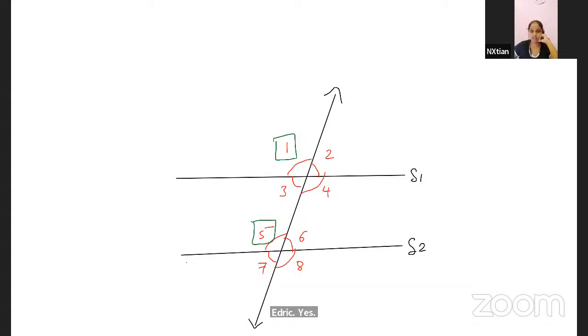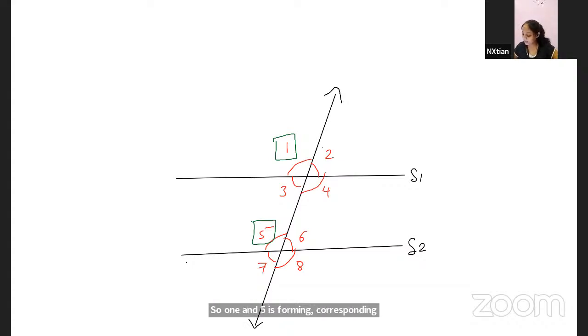Ma'am, corresponding angles are always equal, ma'am. Yes. If they are parallel lines, they will be equal. If they are not parallel lines, non-parallel lines, they will not be equal. So 1 and 5 is forming a corresponding angle.